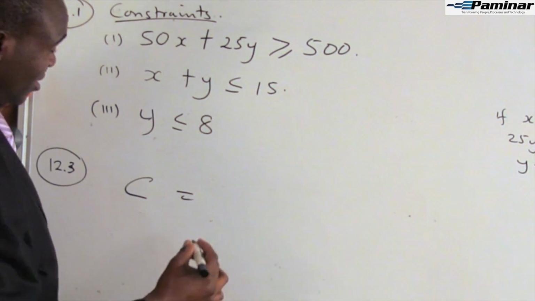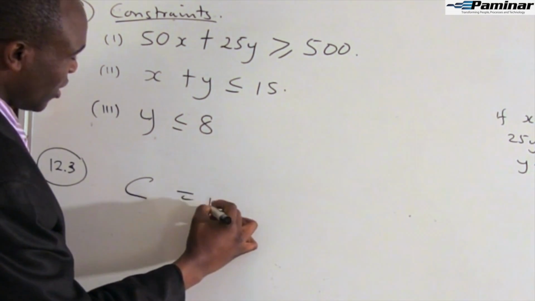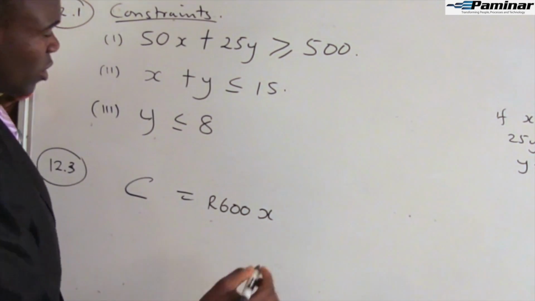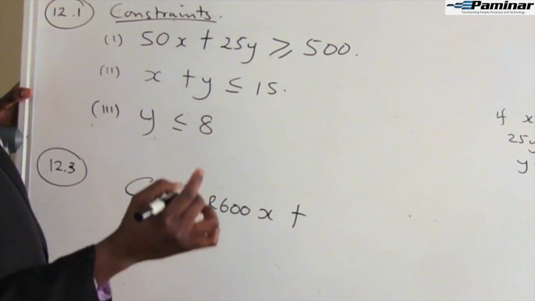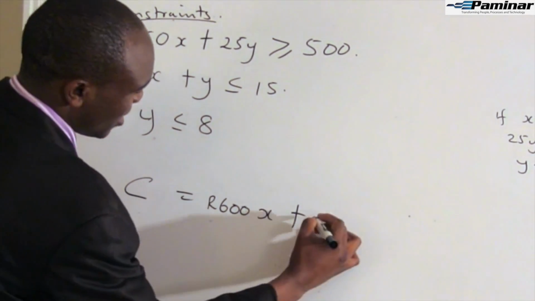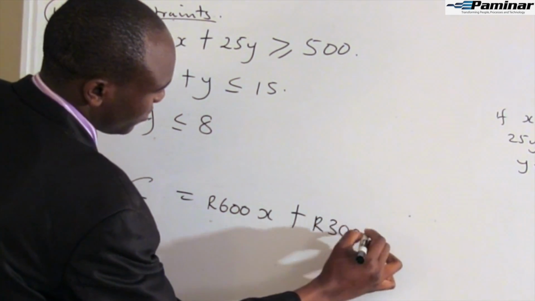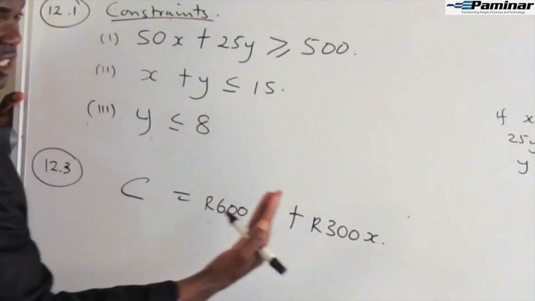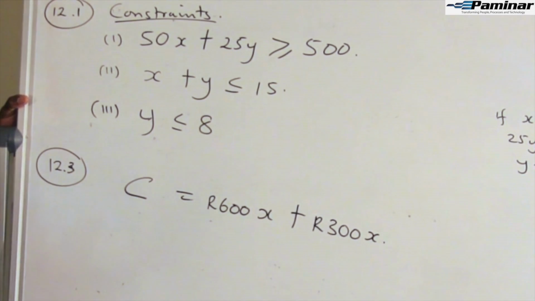Okay. How many red buses are we going to hire? You don't know. So it's going to be 600 per bus times x, I don't know, né? Plus, how about blue buses? 300y. So this is the expression for the cost. Done? That's why I say write down the total transport cost.